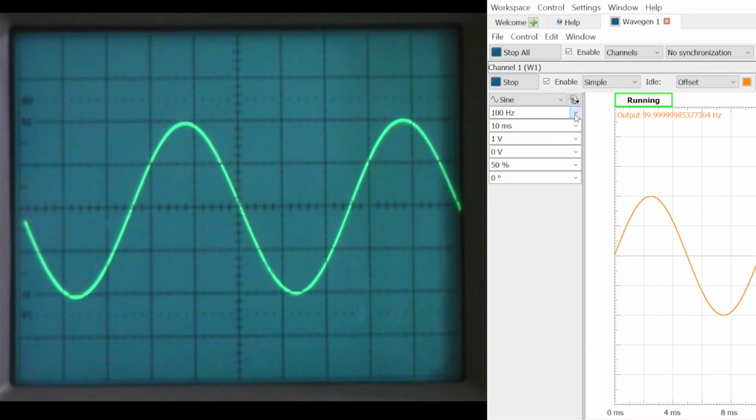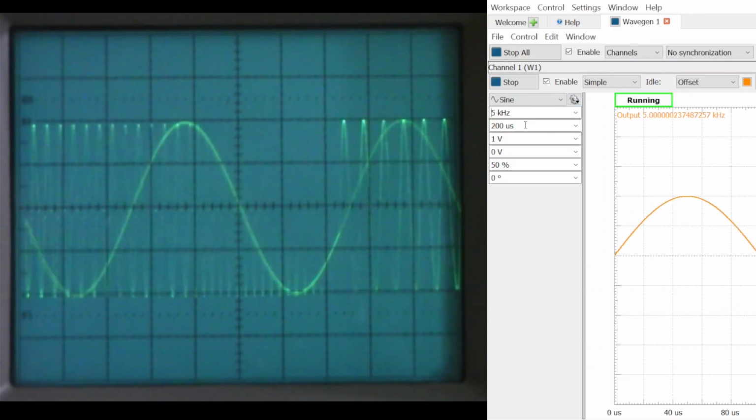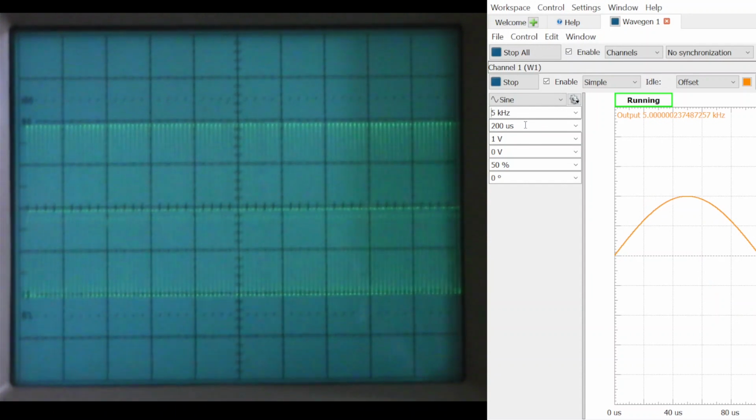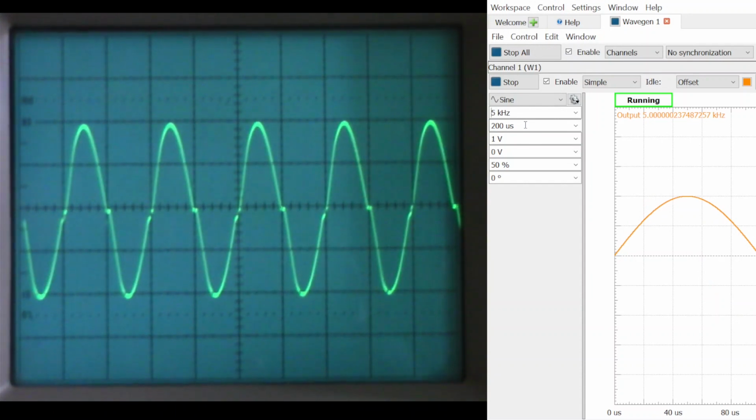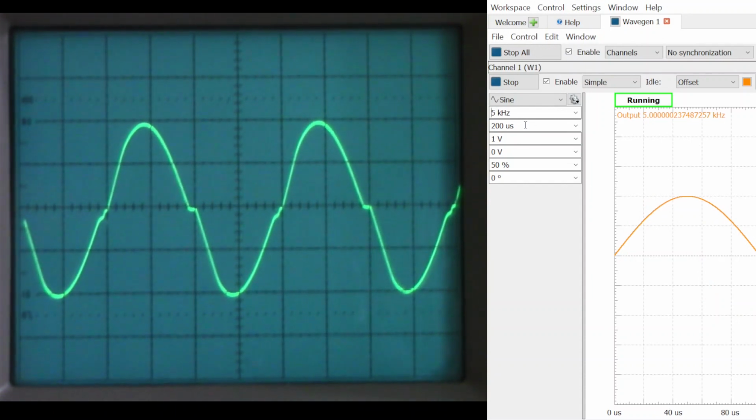Let's go ahead and increase the frequency, say 5 kilohertz. And we can see that things aren't quite so good anymore. Remember, this is a Class B amplifier, and there is a point where we switch from one transistor to the other. And what you're seeing is some severe crossover distortion.